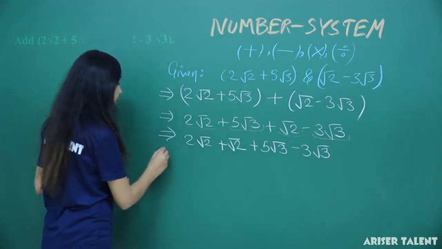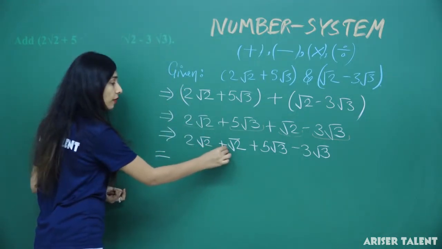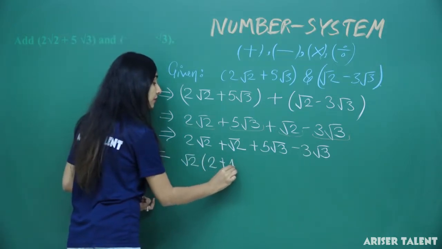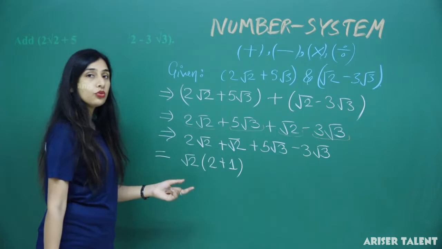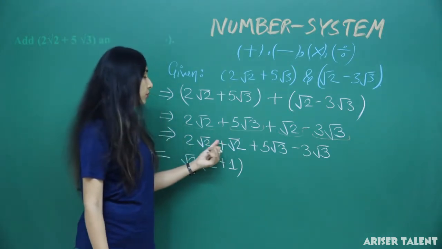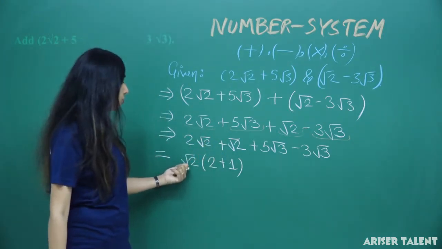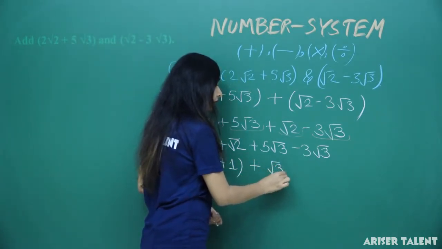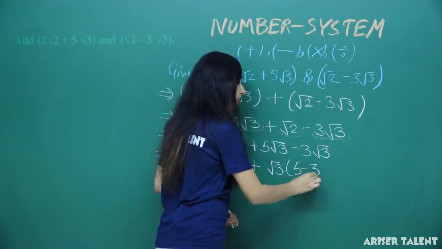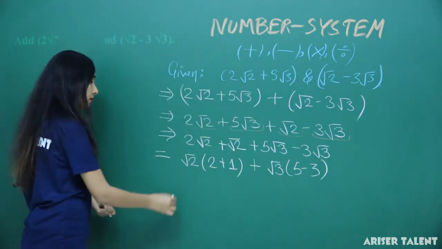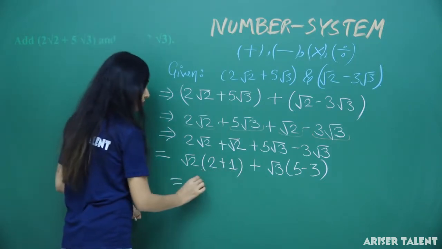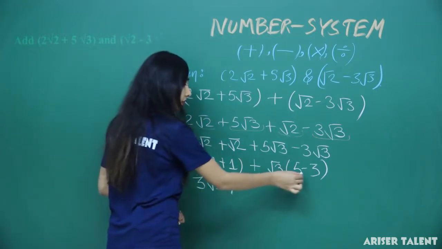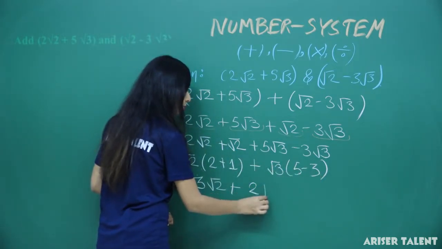So that will be equal to root 2 common from here. So root 2, that will be 2 here plus 1 here. Basically this 2 root 2 is 2 multiplied by root 2, and root 2 is root 2 multiplied by 1. So root 2 common, 2 plus 1 is here. Now that will be 5 minus 3 by the same procedure. That will be 2 plus 1, that is 3 root 2, and plus this is 2 and this is root 3.